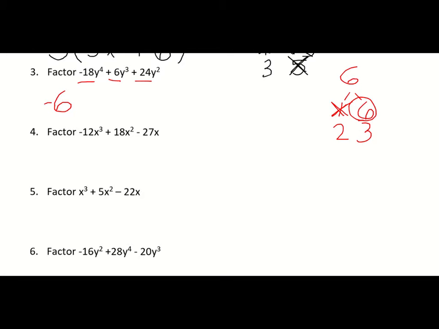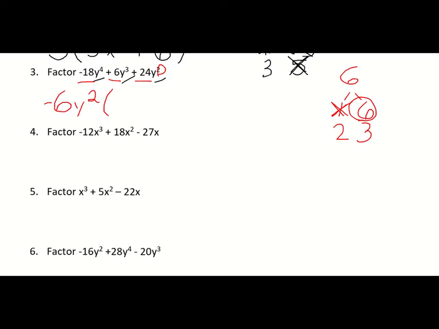Once you have factored out your number, see if you can factor out a variable as well. Each one of these terms has a y in it. That means I can take the variable y and put it with the 6, and I want to take the smallest amount that any term had. In this case, the smallest amount was a 2. So each term had at least 2 y's in it. So my GCF is negative 6y squared.